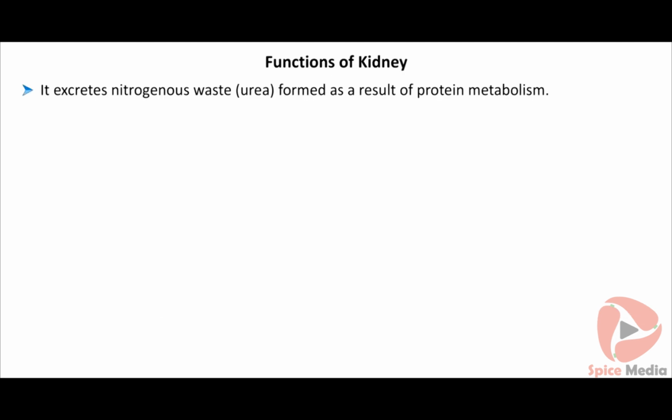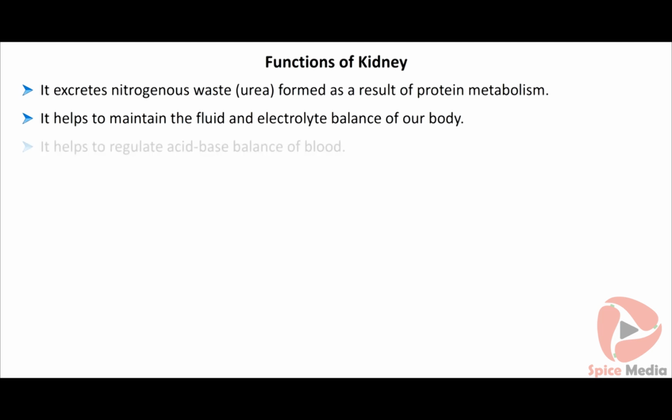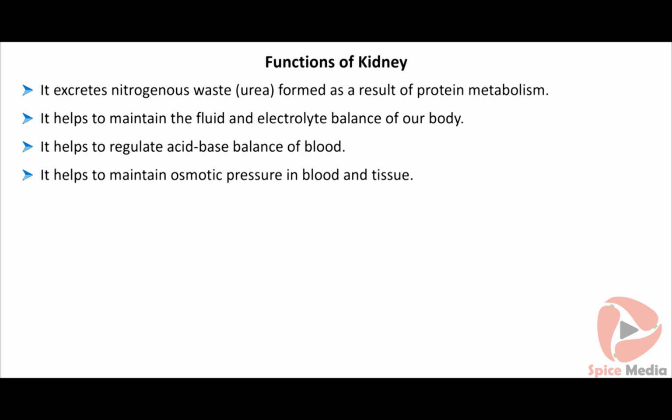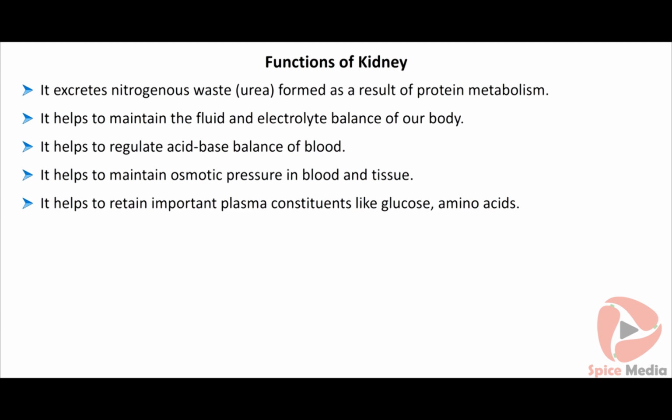It excretes nitrogenous waste, urea, formed as a result of protein metabolism. It helps to maintain the fluid and electrolyte balance of our body. It helps to regulate acid-base balance of the body. It helps to maintain osmotic pressure in blood and tissue. It helps to retain important plasma constituents like glucose and amino acids.